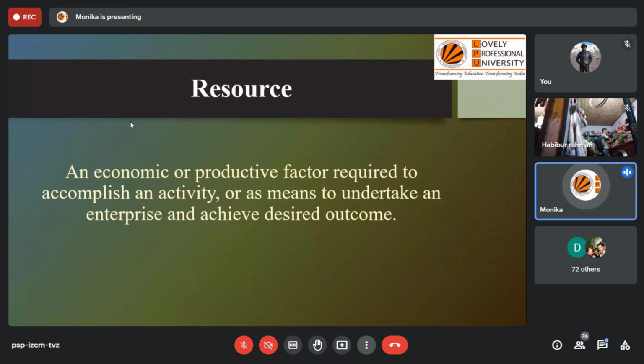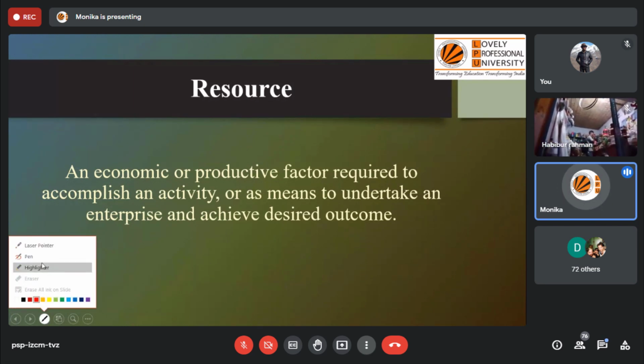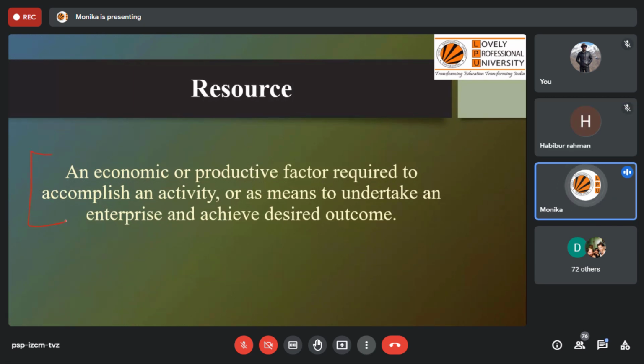An economic or productive factor required to accomplish an activity. Definitely an economic factor, because we need to spend on purchasing the resources and on producing the resources, right? Whatever resource it is, it is used to undertake an enterprise and achieve the desired outcome. So it is the conversion of raw material into the physical structure we need, right? That is what a resource is.